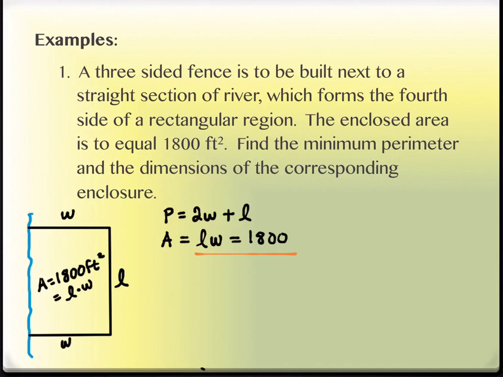So this is the one that I'm able to solve for one of the variables, and it really doesn't matter which variable I solve for. So what was your suggestion? L. Okay. So L is going to equal 1800 divided by W. Is everybody good with that? And then I'm able to take that quantity for L and plug it in the other equation for L. So my perimeter now has the equation 2W plus 1800 over W.